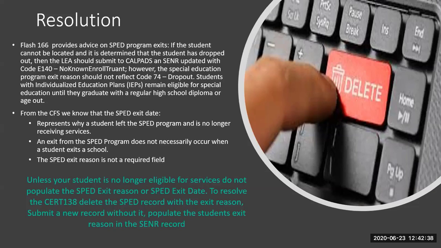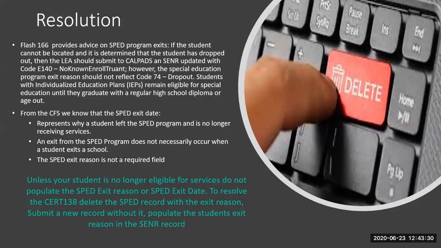So unless your student is no longer eligible for services, simply do not populate the special education exit reason or special education exit date. To resolve the CERT138, delete your special education record with the exit reason and date populated, and you can submit a new record without it from your special education data systems. That is probably the easiest method of resolution. Before we get to the demonstration, this is not a required field. It did not need to be populated. However, to update special education records or students with disability records in CALPADS, you have to first delete them from CALPADS, then submit replacement records from your special education systems.